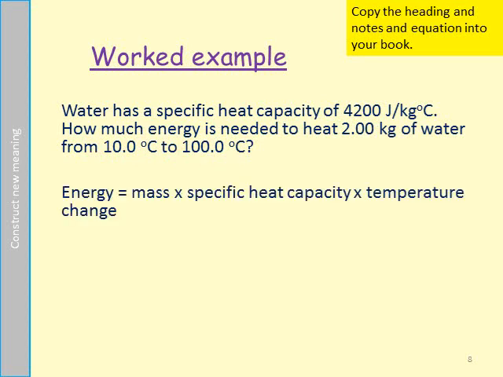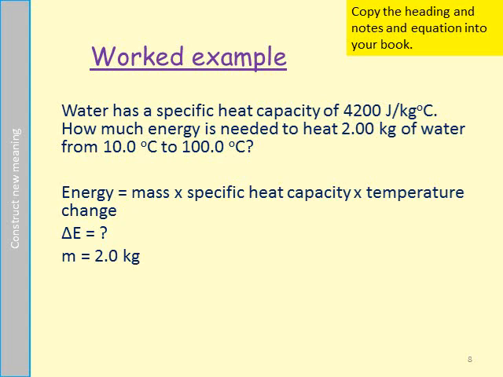So best practice is to write out the equation. So write it out in words. Energy, or change in energy here, is equal to the mass times the specific heat capacity times the temperature change. So go through each part of the equation. So the first bit here, energy, that's what they're asking you to find out. So write that down. Question mark, we don't know it yet.